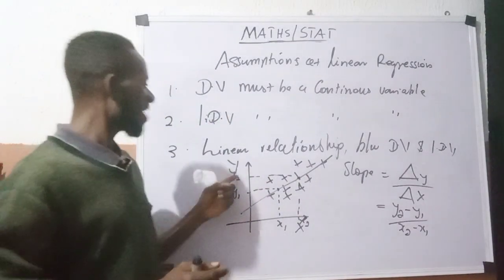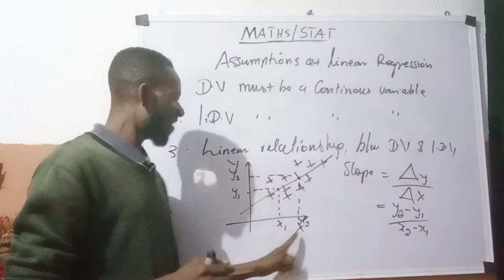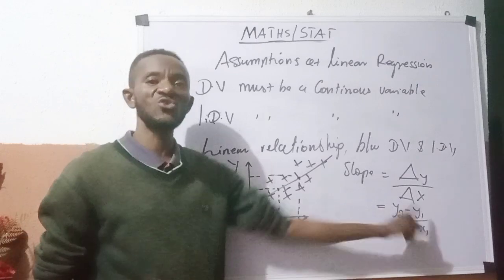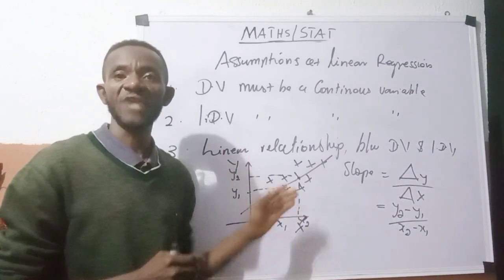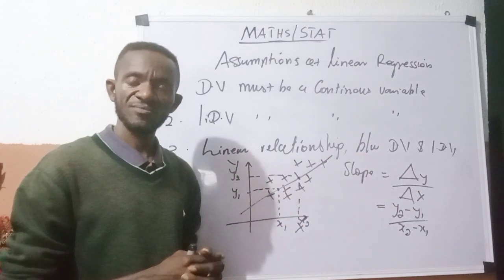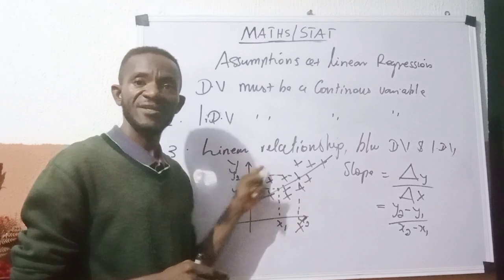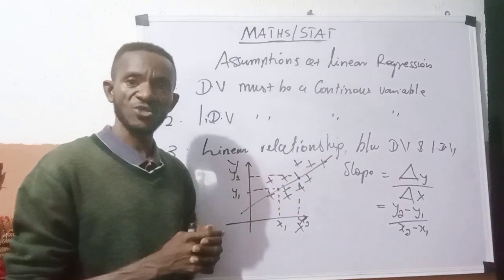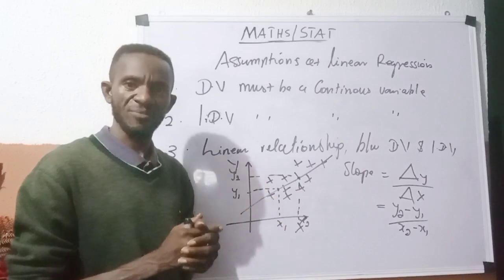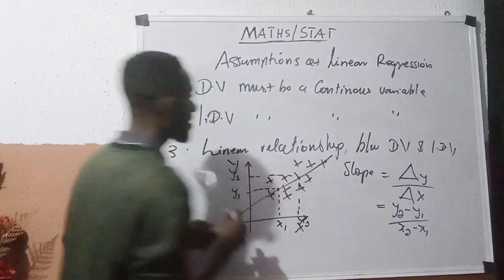And because here the value of y2 is greater than the value of y1, equally the value of x2 is greater than the value of x1. This quantity is going to be positive. And we talk about a positive linear relationship. This assumption must be satisfied: that there is a kind of linear relationship between the dependent and independent variable. You can equally have another one that appears this way.